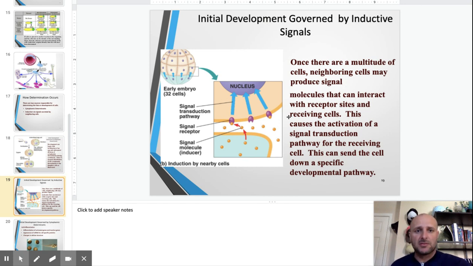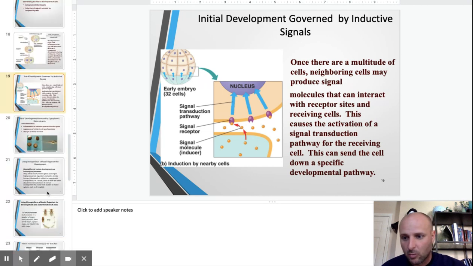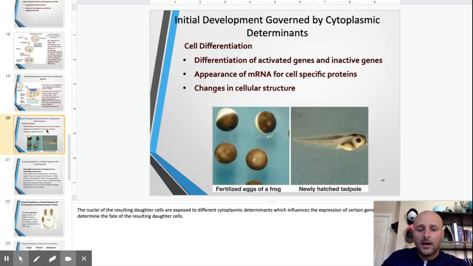This slide shows a little bit about the inductive signals. This cell is putting out some sort of signal molecule that can be picked up by the signal receptor, making this cell become specialized in some way. Initial developments are usually governed by cytoplasmic determinants. That's all this is saying here.